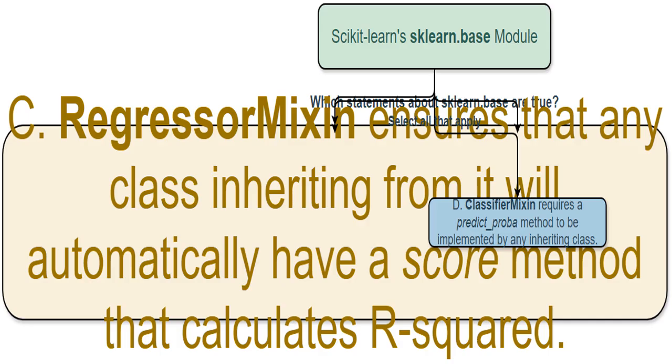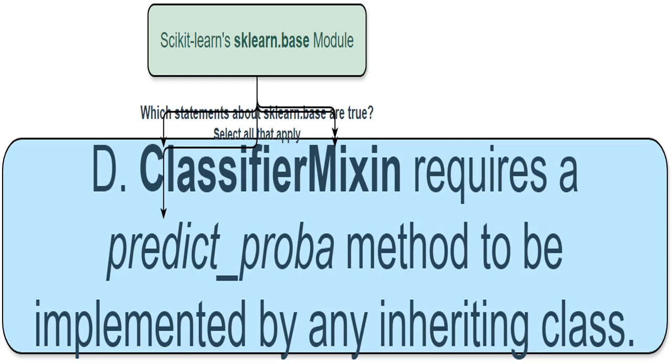Regressor mixin is another mixin that adds a score method for regression models. By default, the score method calculates R². It makes calculating performance metrics easy for regression models. Now, this statement is tricky. Classifier mixin suggests using predict proba for probability predictions, but it doesn't force you to implement it.